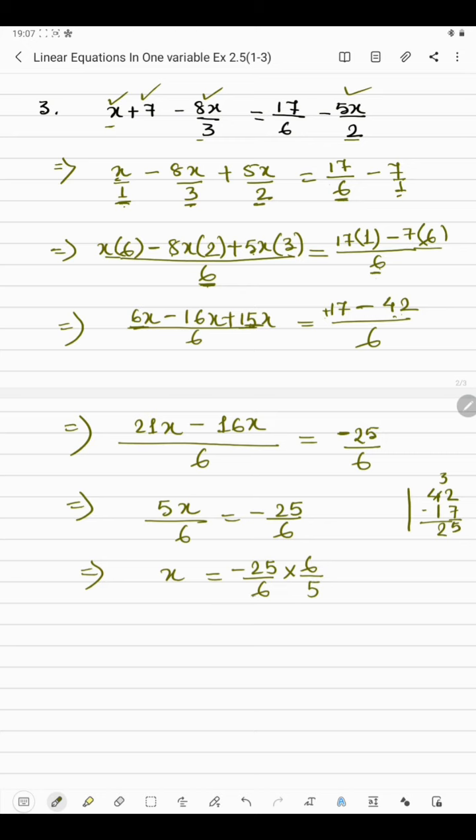Now see here both come in the 6 table, so we can cancel these two. And here if you check 5 and 25, both come in the 5 table, so 5 ones are 5, 5 fives are 25. So what we have got, minus 5, as the minus sign is there, and 5 into 1 is 5, and in the denominator we have 1, so we can write minus 5. So this is the answer of number 3.